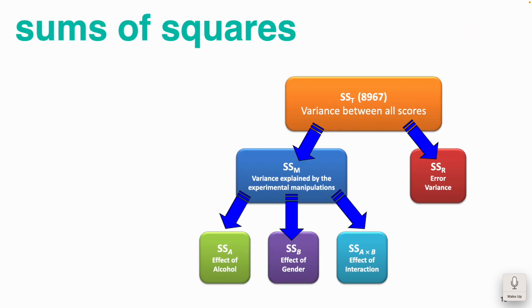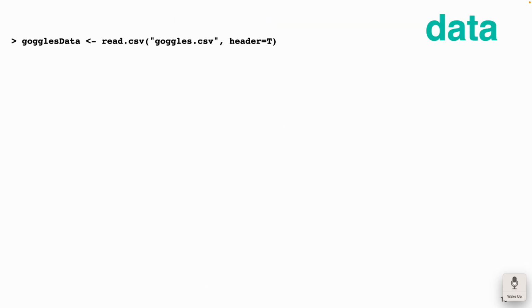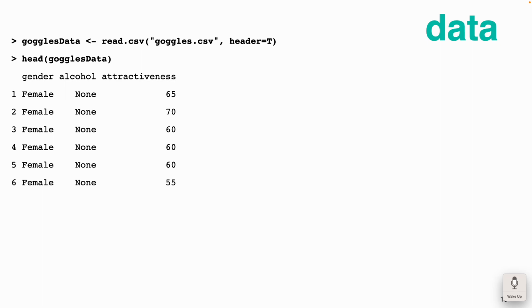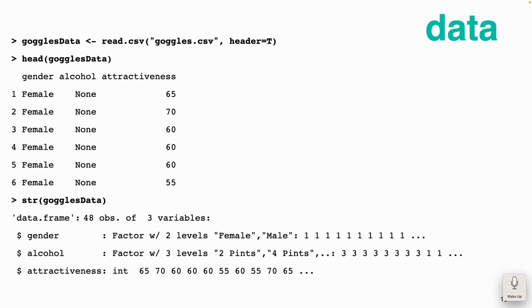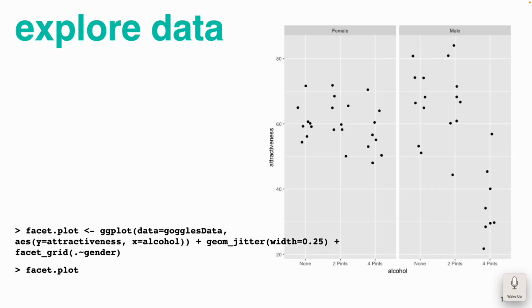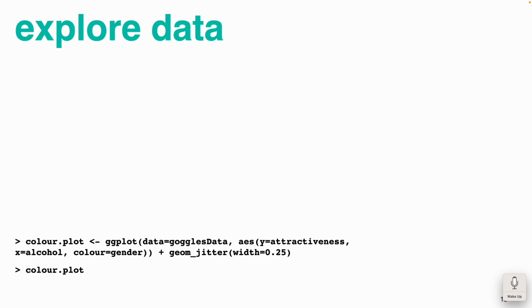Okay, the sums of squares is divided between the model and then the error variance. And you slice up the model with the effect of alcohol, the effect of gender, and the effect of the interactions. And because we use type 3 sums of squares, we know that it's all going to be separated out, and the order doesn't matter, and they're going to be resilient for multiple calculations. Okay, so if we look at the data, we've got gender, alcohol, and the attractiveness that they would provide to the person they're looking at. We have an idea of the structure, and you know how to explore the data. So this is what we see right here.